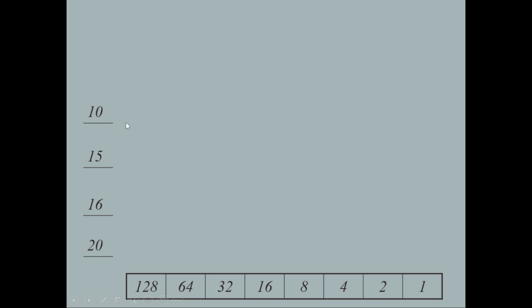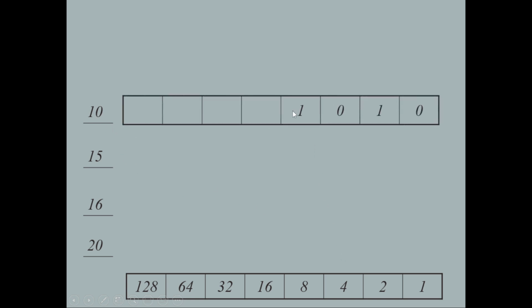Okay? So for 10, we say 1, 0, 1, 0, because we have 1 group of 8, 0 groups of 4, 1 group of 2, 0 left over. And the way you do this in your mind, the rhythm you're doing is: how many times does 8 go into 10? 1 time. What's left over? 10 minus 8 is 2. How many times does 4 go into 2? 0. How many times does 2 go into 2? Once. What's 2 minus 2? 0. How many times does 1 go into 0? 0 times.